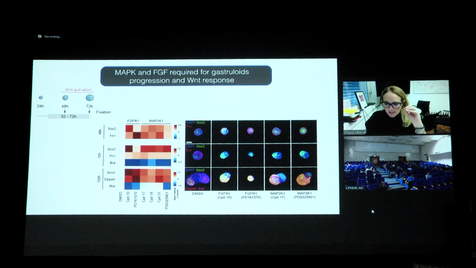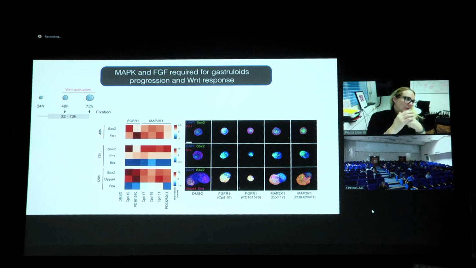So this SOX2 population is staying much more homogeneous at 48 hours. When we give the Wnt, we have much less brachyury expression, and we then have this very strong population of DPPA4 that also expresses cadherin. So this, we characterized these very early stages.